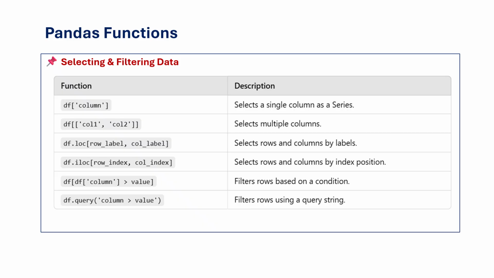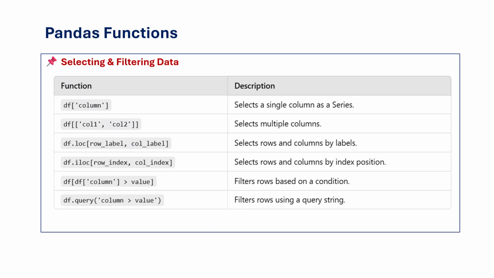The loc function is used for label-based selection. It selects data using row and column labels. It is useful when we know the name or label of the data we want to access. For example, if a dataset has student name as the label, we can use loc to retrieve a specific student's details. The iloc function is used for position-based selection. It selects data based on the numerical position of rows and columns. For example, we can select the first row or the first few columns based on their position.